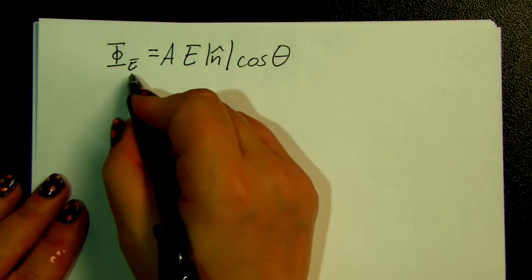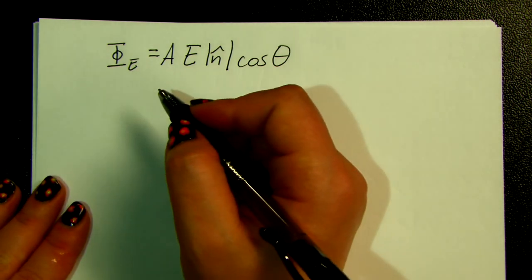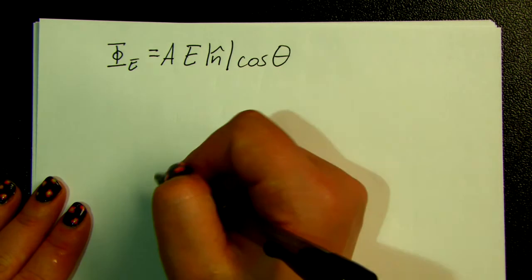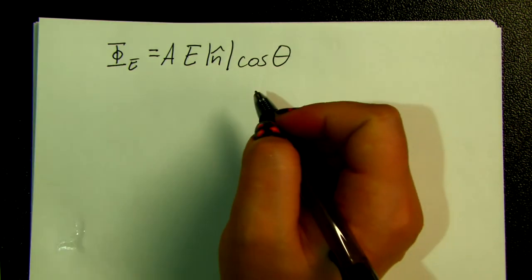Now, make sure you include the subscript E here, because we will also be learning about magnetic flux, which of course will have a different subscript. So make sure you get into that habit now.